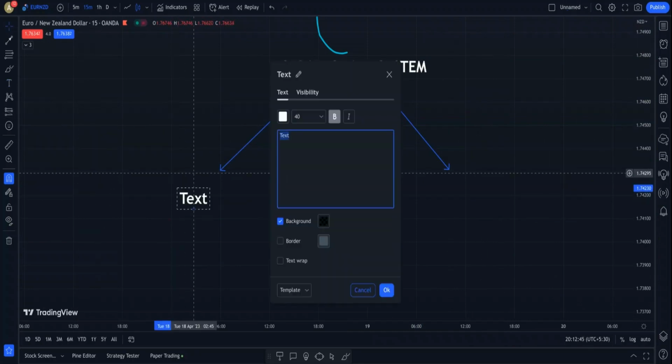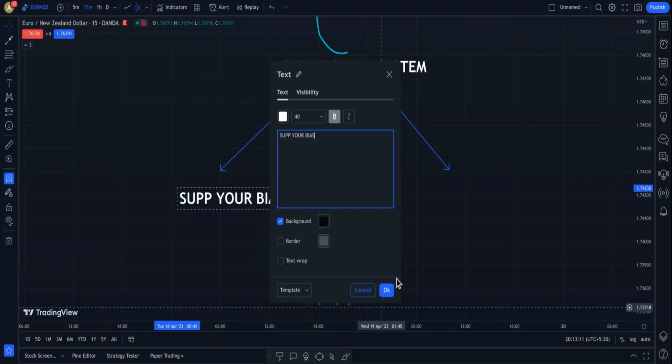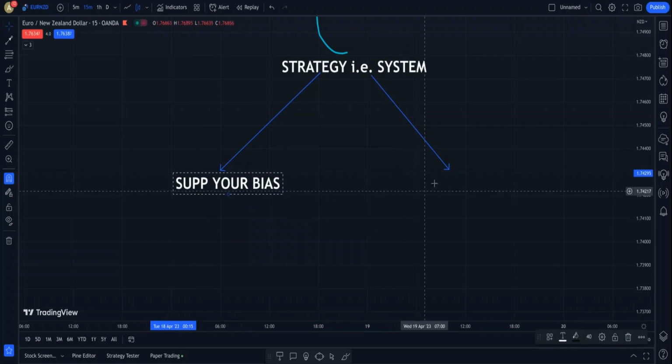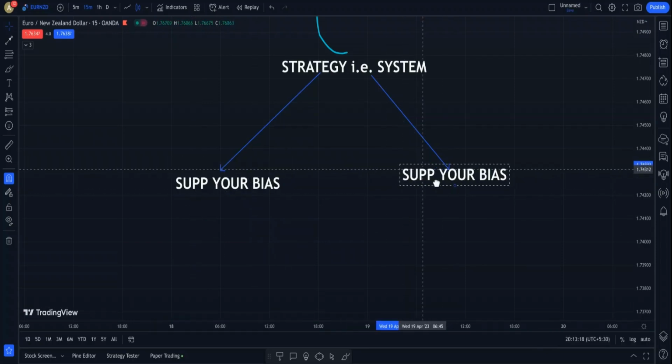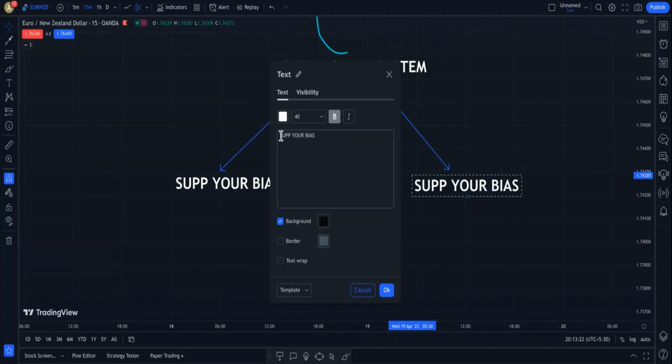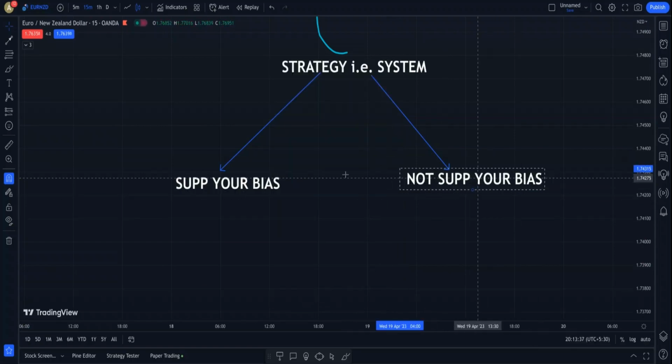Let me type it. System. Let's say you are bullish, so you will get reasons that support your bias, meaning your bias is bullish. Or you will get reasons that sometimes do not support your bias. Let me write it down so it will be a lot easier to explain, and you can also take a screenshot of the text I am making for you. So there are two things: those that support your bias and those that do not.